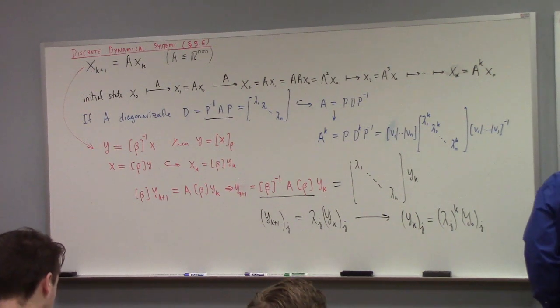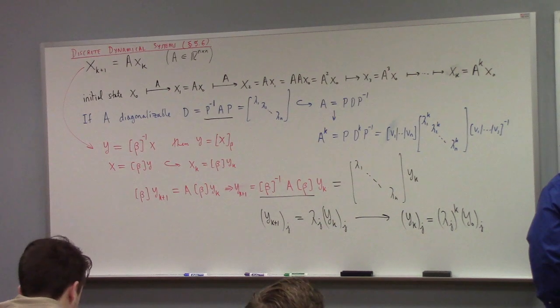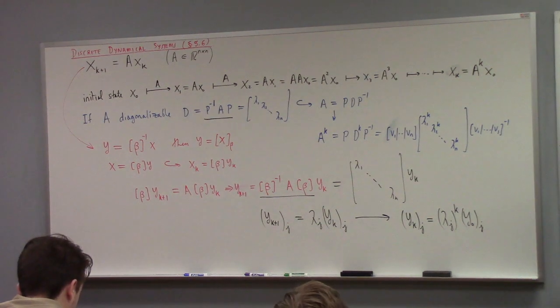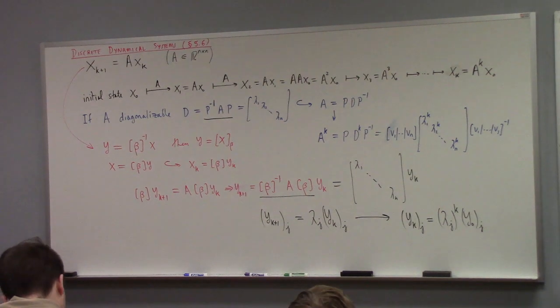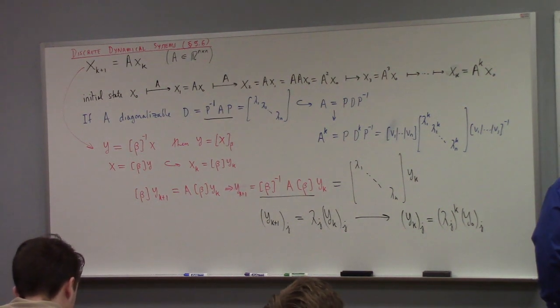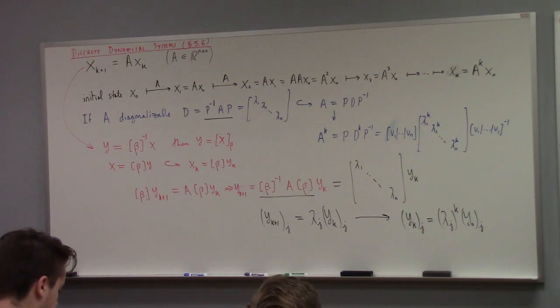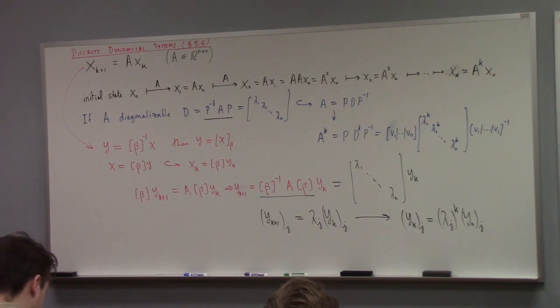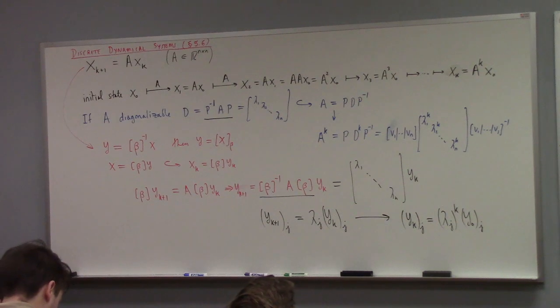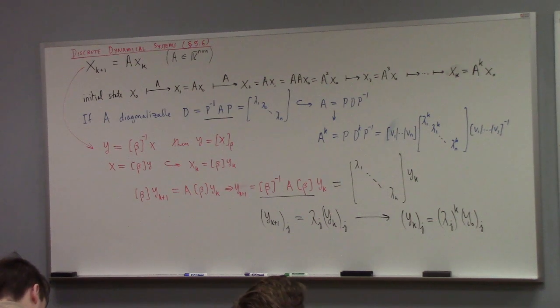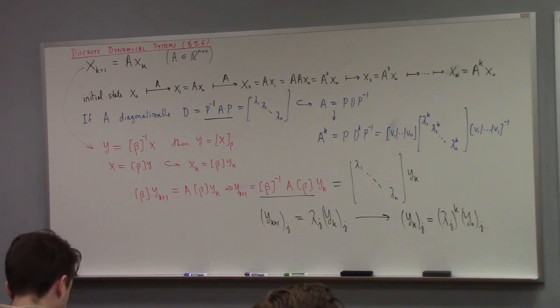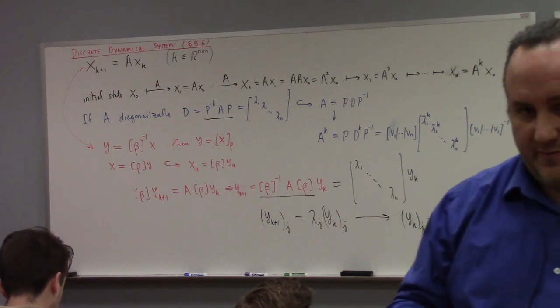Well, we have nothing more than d to the power k times y naught, right? But what is that? It's c1 d to the power k times v1 plus c2 d to the power k times v2. But you remember yesterday we worked out, because Thursday doesn't exist, yesterday we worked out that if you have an eigenvector for a matrix, it's also an eigenvector for the power of the matrix, right?